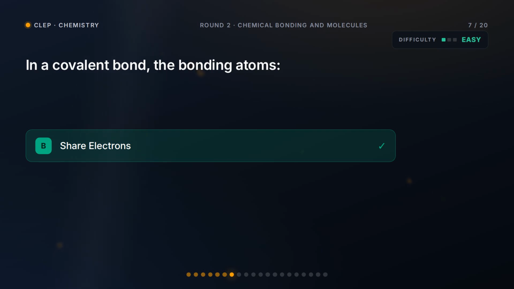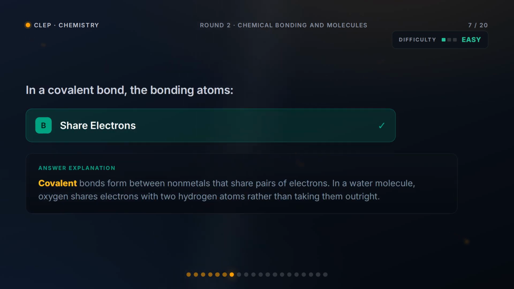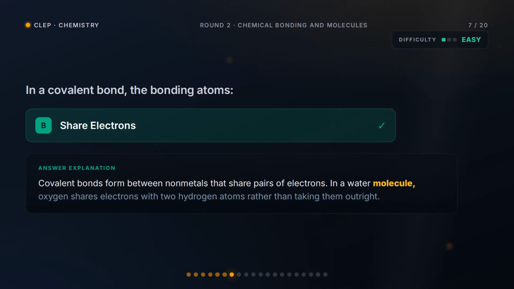The answer is B. Share electrons. Covalent bonds form between nonmetals that share pairs of electrons. In a water molecule, oxygen shares electrons with 2 hydrogen atoms rather than taking them outright.